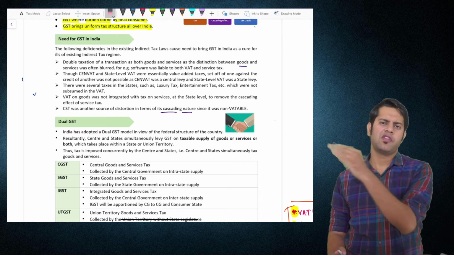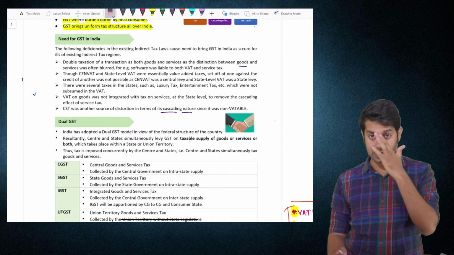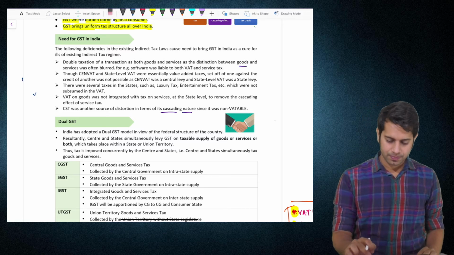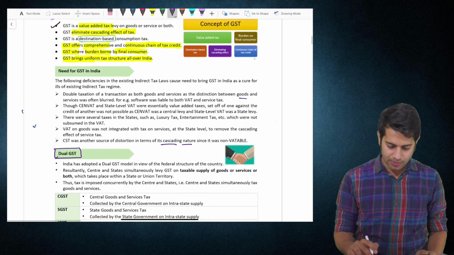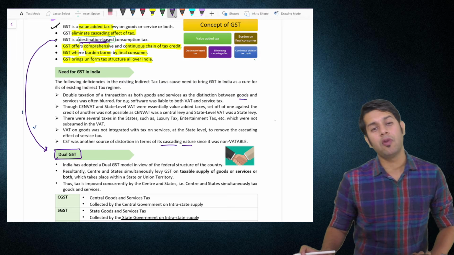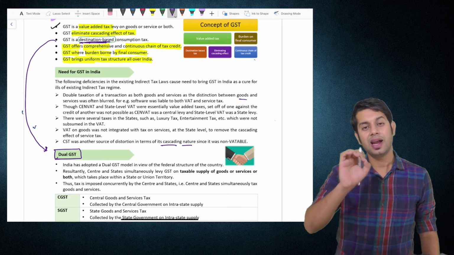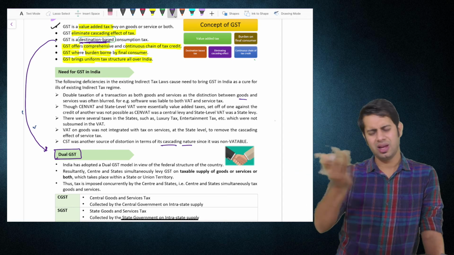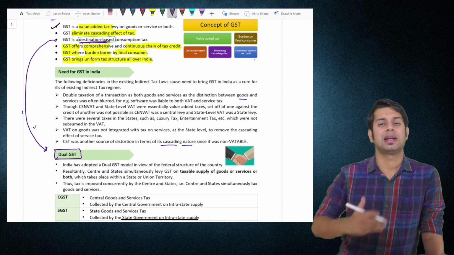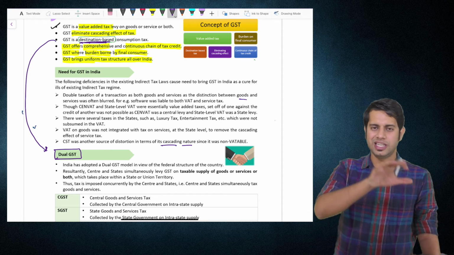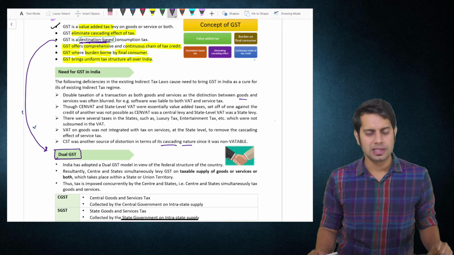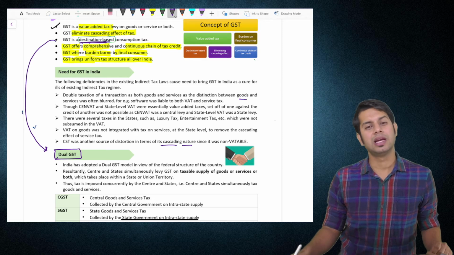There are different models of GST. India follows the dual GST model. There was one point over here which I didn't discuss, I'll discuss that now. There are different models of GST throughout the world. Around 167 countries in the world have adopted GST as their type of indirect tax. They are collecting GST in their country. So India also started collecting GST from 1st of July 2017. The model which India adopted is the dual GST model.